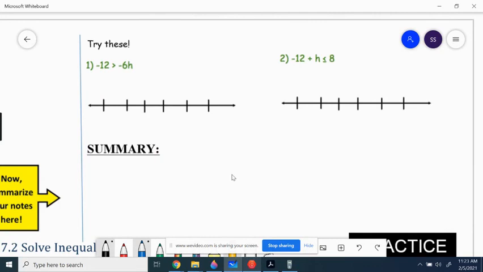All right, let's see how you did. So we have negative 12 is greater than negative 6 times h. So I need to undo this multiplication by division. And so I'm left with positive 2 and h. But I'm going to put a little asterisk here because I divided by a negative to solve. I need to switch that sign. So now it's going to be 2 is less than h.